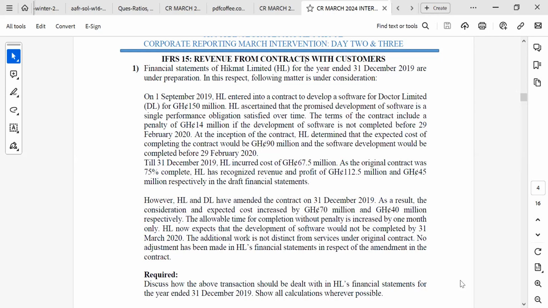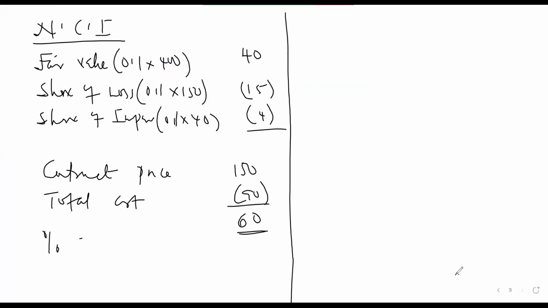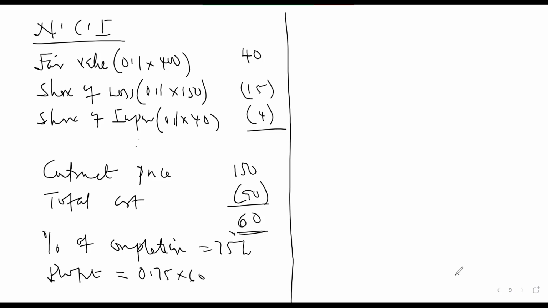So we have completed the percentage of completion. Sometimes the question will ask you to calculate it yourself, but this one they have calculated it, that is 75%. If you complete all the work, we are going to recognize a profit of 60. But we complete only 75%. So what will be the profit that we will be recognizing? 45. That will be 60 times 0.75, which gives us 45. This is just the profit.